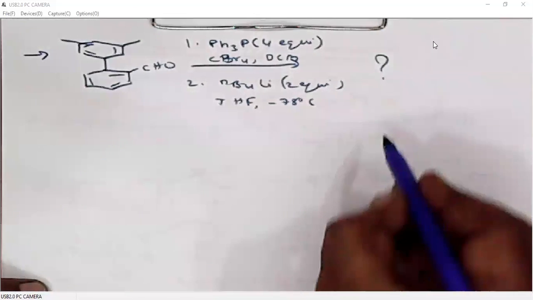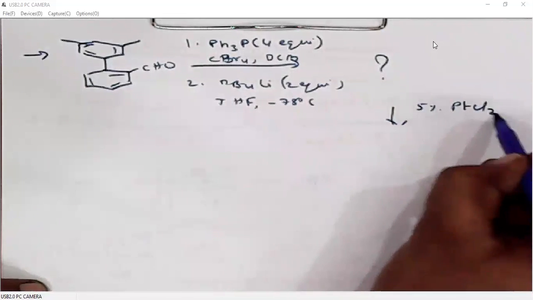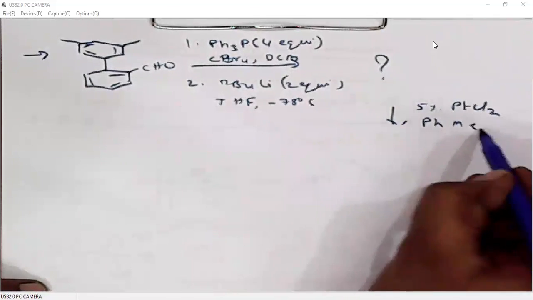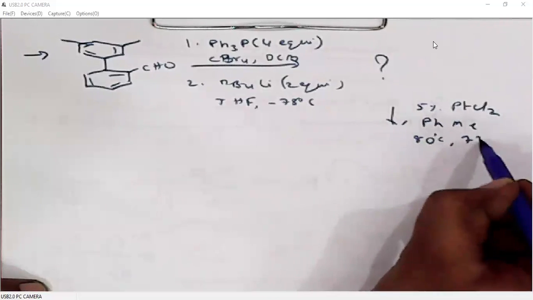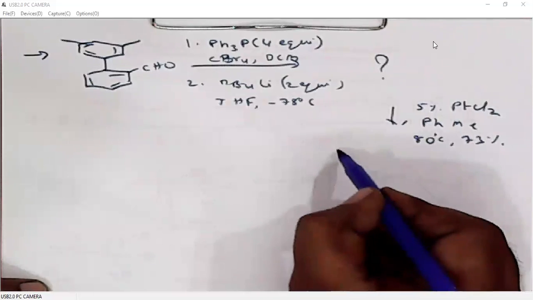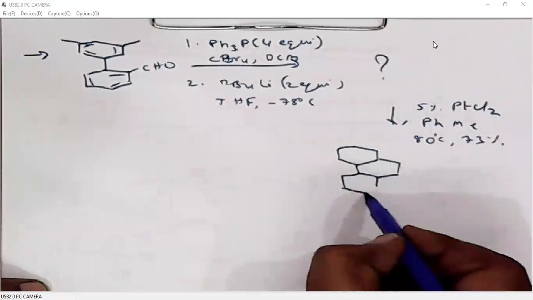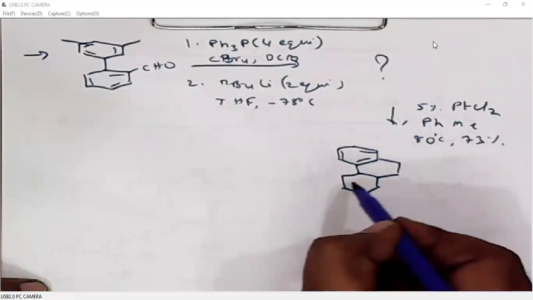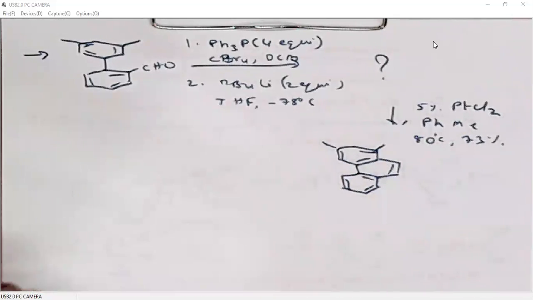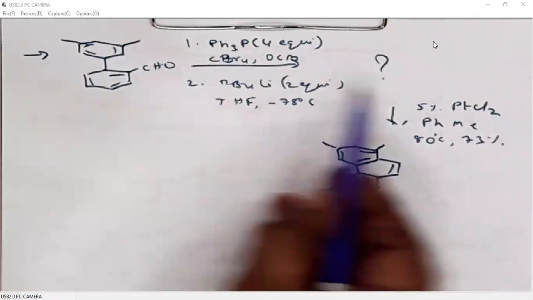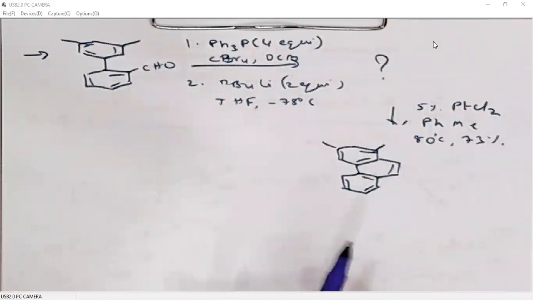What is the product? This, upon treatment with the platinum catalyst, toluene, 80 degrees centigrade, gives this product. So this is the Corey-Fuchs reaction, which converts aldehyde into triple bond.